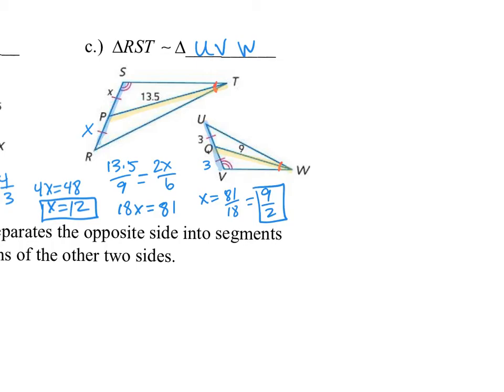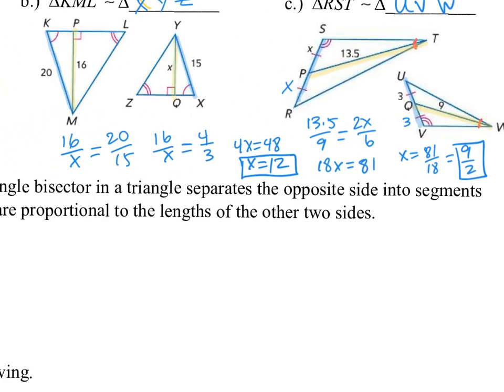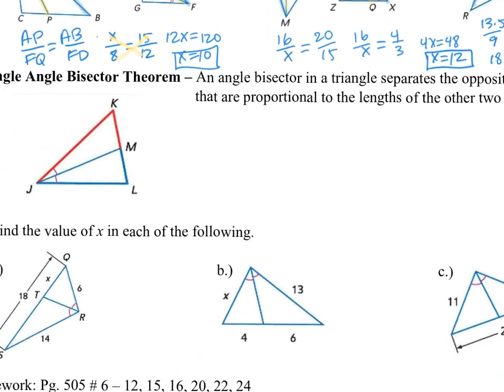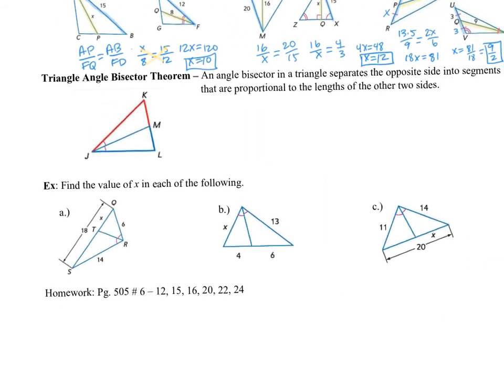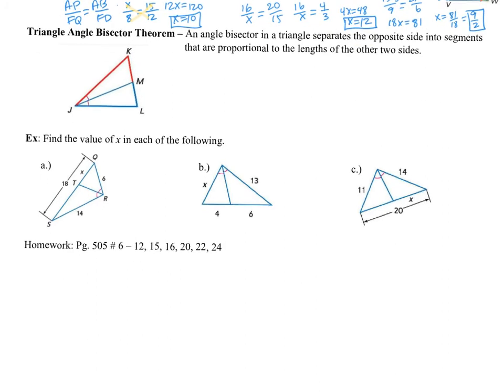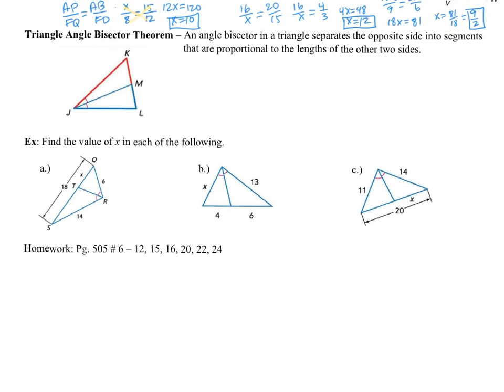All right, now let's take a look at a second theorem of the day. This one is called the triangle angle bisector theorem. Here's what this theorem says: an angle bisector in a triangle separates the opposite side into segments that are proportional to the lengths of the other two sides. That's a really wordy theorem, but as we look at this diagram, I think it'll make sense to you.